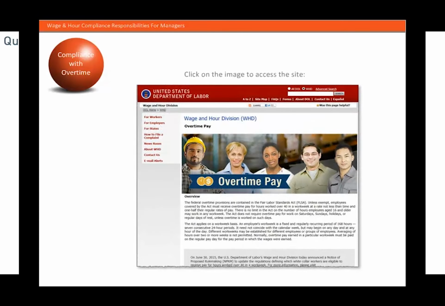Now let's take a look at what compliance with overtime means. For this, let's access the Department of Labor's website. To do so, simply click on the image right here on the page. Now take a moment and read the information presented on the site, specifically as it deals with overtime pay. And by the way, if you have any questions about this topic, this site is always a great place to get the answers.